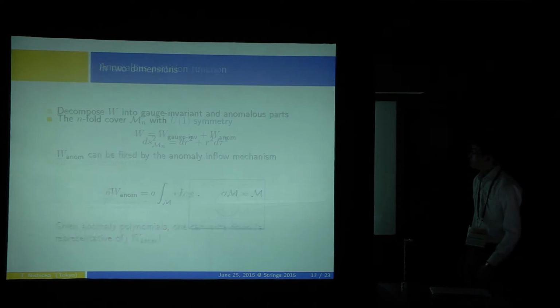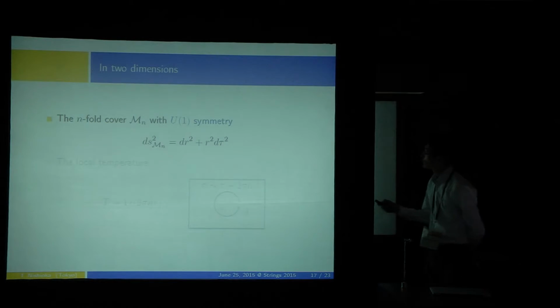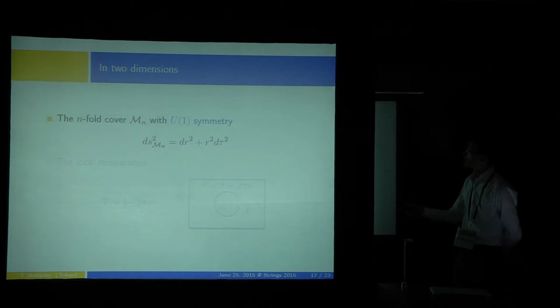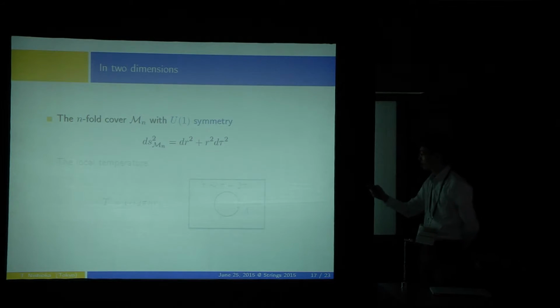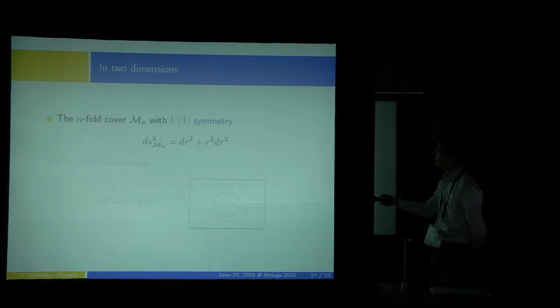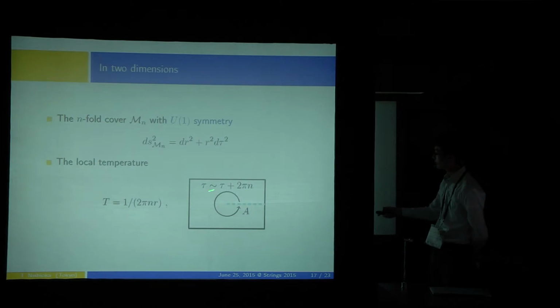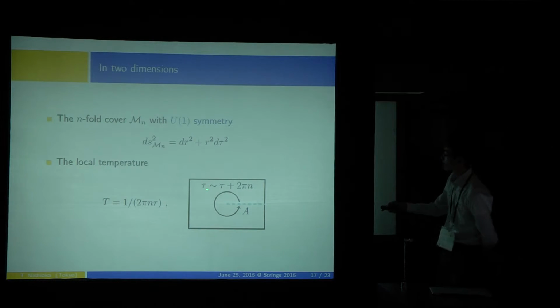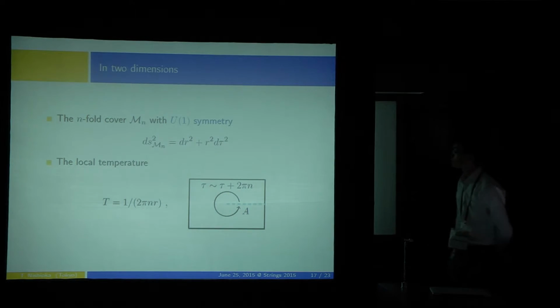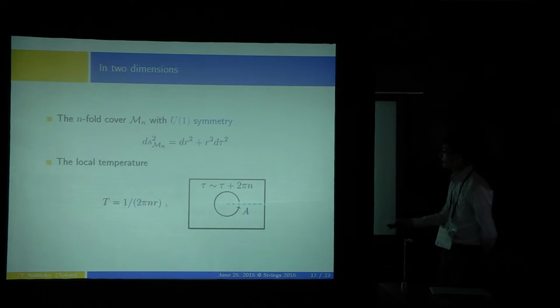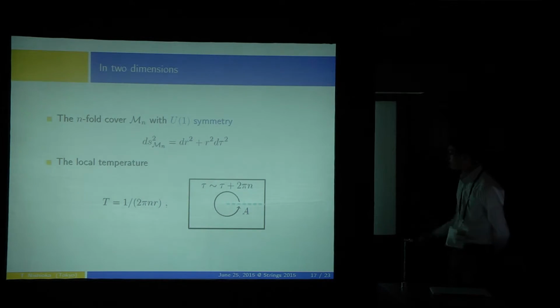Now let me go back to the two-dimensional example. Since we now consider the N-fold cover, let me focus on the semi-infinite line case. Then the N-fold cover is nothing but a space like this. You apparently have U(1) isometry along this direction. I call the angular direction tau, and tau has period 2 pi n. You can define a local temperature. So now we see some U(1) symmetry, and you can apply the anomalous partition function method on this space.